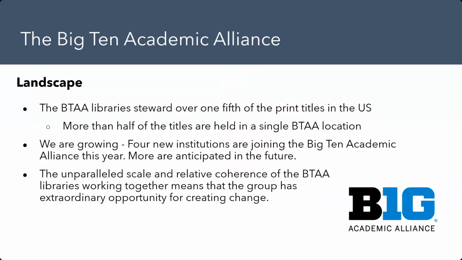So the Big Ten Academic Alliance is a massive consortium. Within the Library Initiatives division, Big Ten is 15 institutions, soon to be 19, working collaboratively to create the changes we'd like to see. 20% of the print materials in the United States are held by our member libraries, and the unparalleled scale and relative coherence of the BTA libraries working together means that the group has an extraordinary opportunity to influence the marketplace and to make investments in areas that align with our values. Next slide, please.